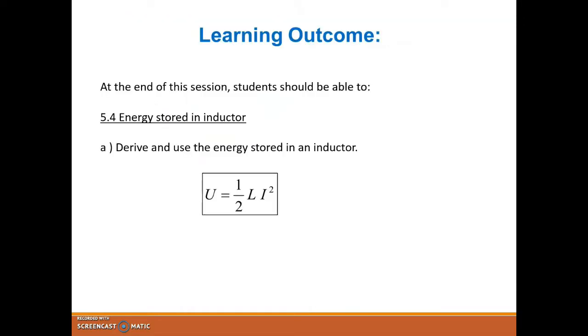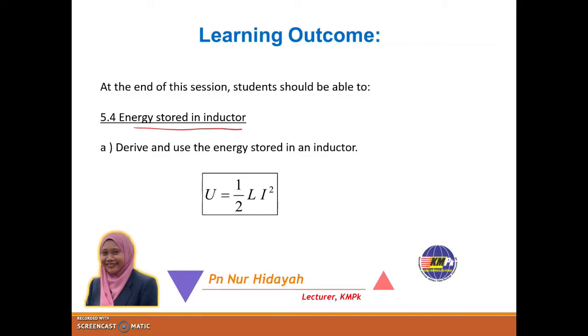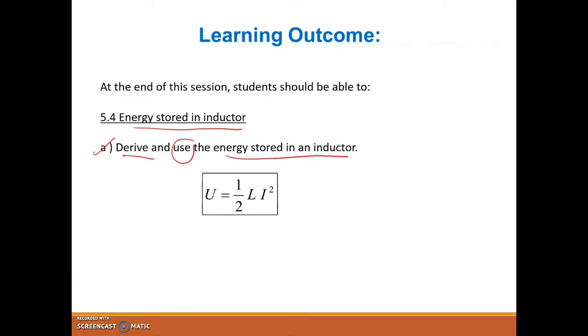Next, for subtopic 5.4, we have energy stored in inductor. So here you have to derive and use the energy stored in an inductor, which is U is equal to half Li squared. U is energy, half L is self-inductance, and I is current.